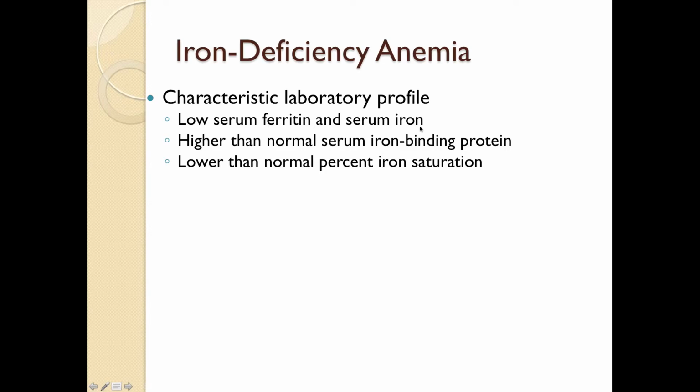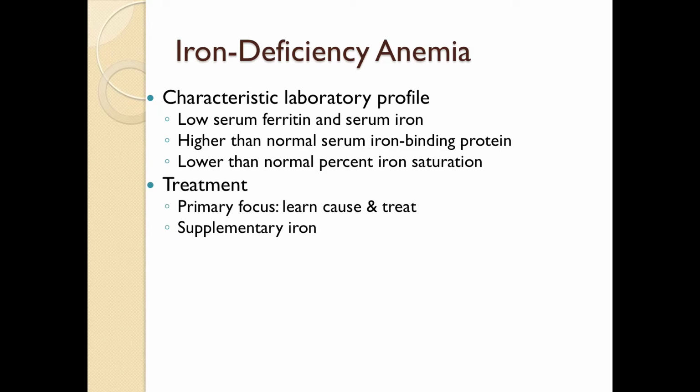There's low serum iron because there's no iron left. You would see high normals of serum iron binding protein because it's out there looking for iron to bind, and normal percent iron saturation. And when something is saturated, it means that it's covered in something. So there's not a saturation we would see typically in a red blood cell.